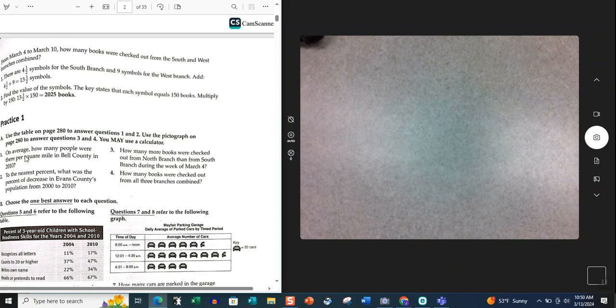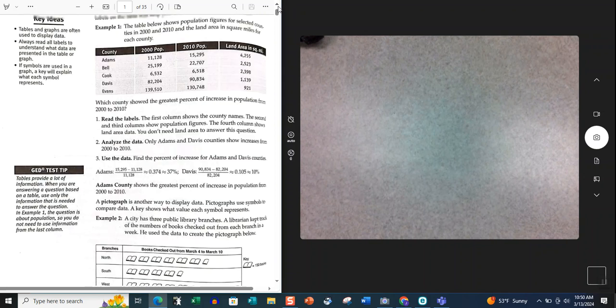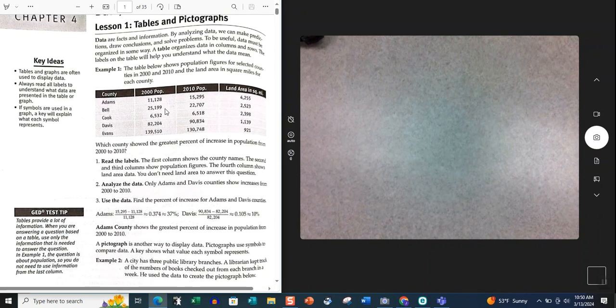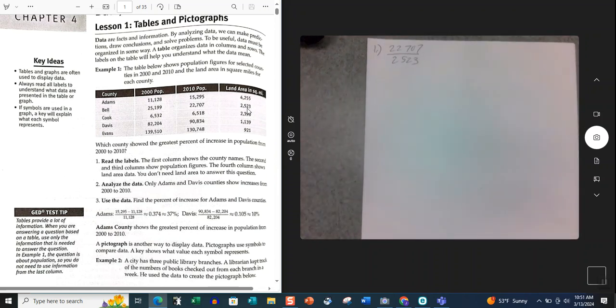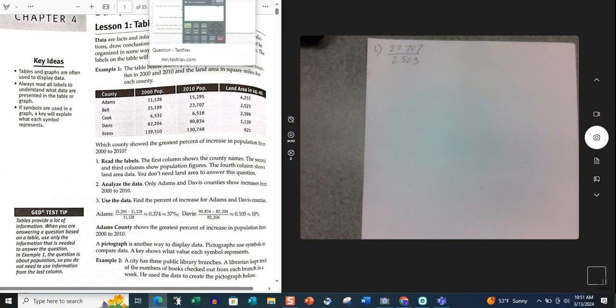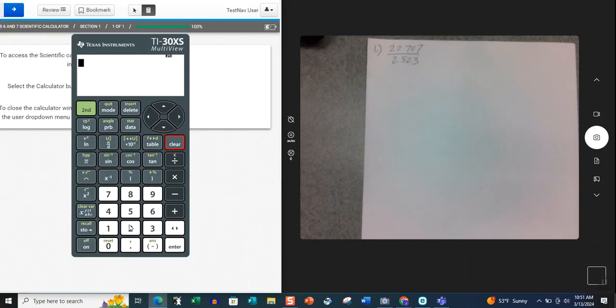On average, how many people were there per square mile in Bell County in 2010? So we go back up here to Bell County, and we want to know how many people there were per square mile in Bell County. So we'll take the 22,707 and divide it by 2523. So we would take our calculator. We had 22,707 divided by 2523. And that will give us 9.